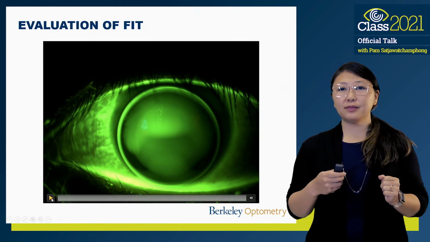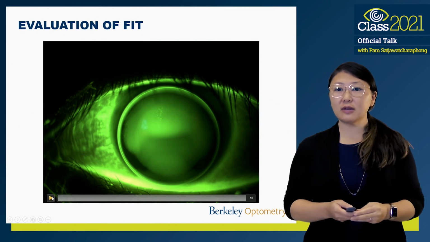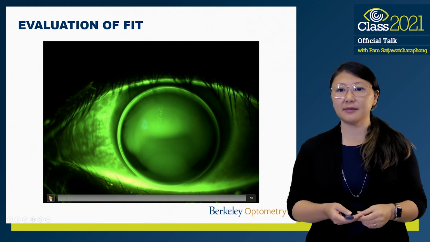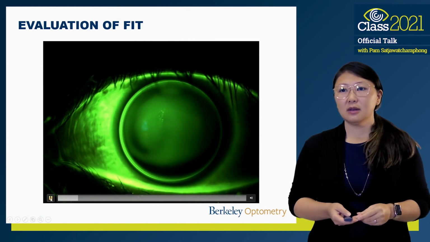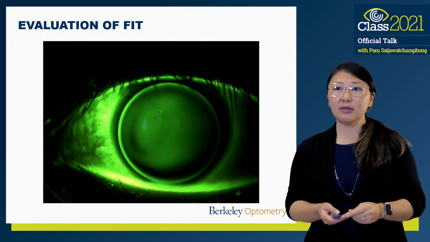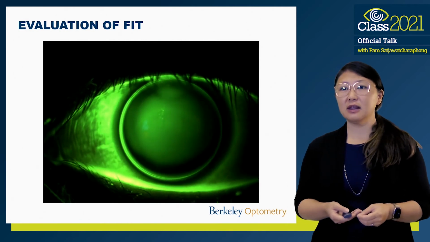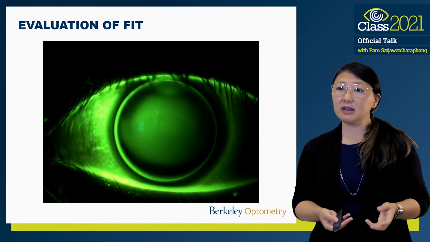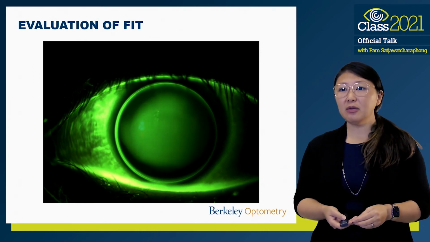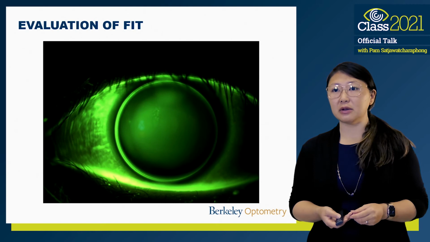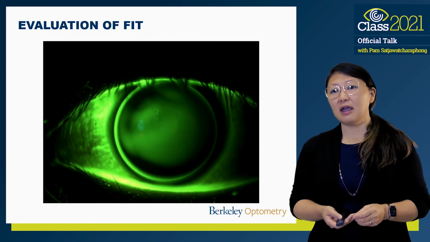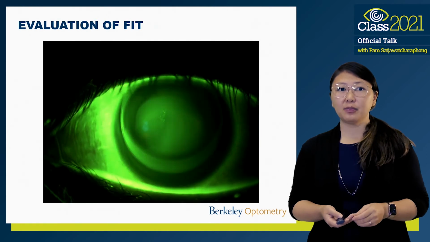So let's go over some videos that will show you some of the dynamic movement of a lens on the eye. So looking at this lens, I would describe it as an interpalpebral fit. The lens is not underneath the upper lid after the blink. I would say it's relatively well centered over the pupil. However, I would say that this has excessive apical clearance. You can see that there are some bubbles underneath the lens, and the fluorescein is quite bright.